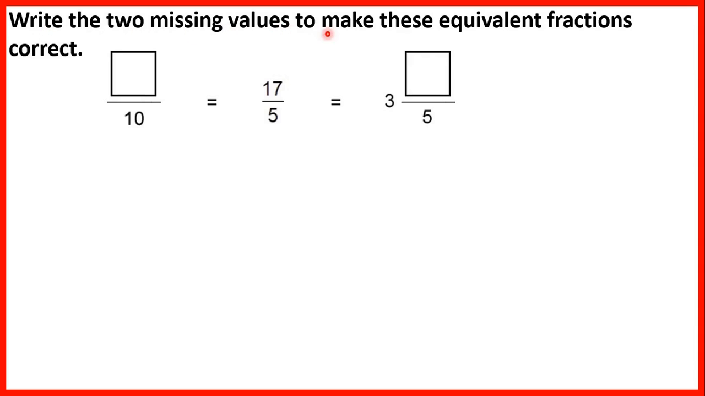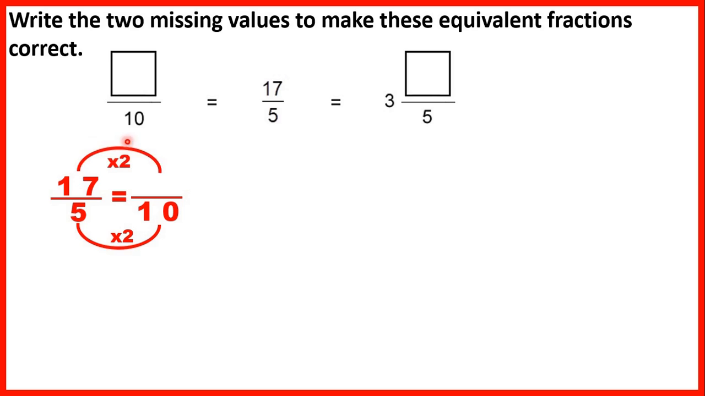Write the 2 missing values to make these equivalent fractions correct. So we have 17 fifths, and we can see that we need to find an equivalent number of tenths and change it to a mixed number as well. First, let's find out 17 fifths is equivalent to how many tenths. To find equivalent fractions, we use multiplication. 5 times 2 is 10, so if we do the same to the numerator, 17 times 2 is 34, and we might need to use short multiplication for 17 times 2, but we get 34 tenths.